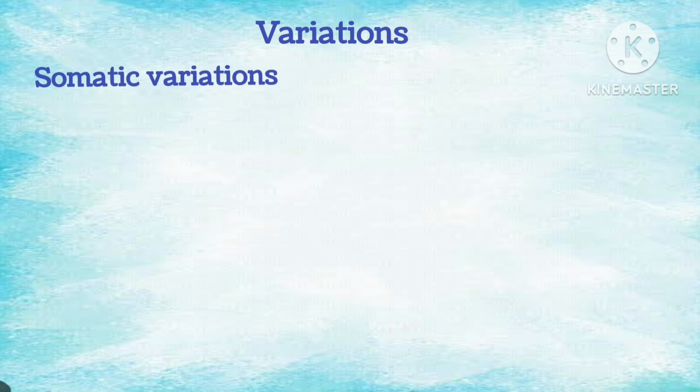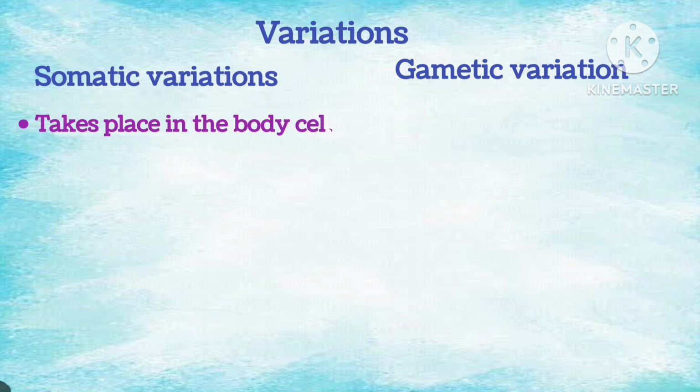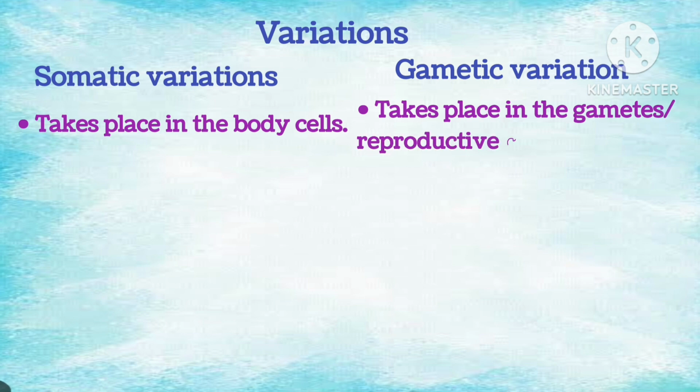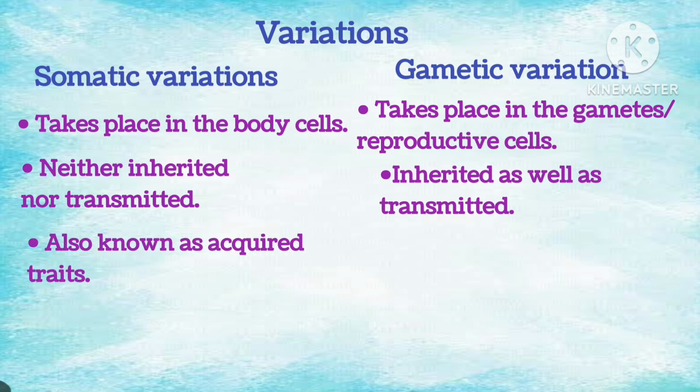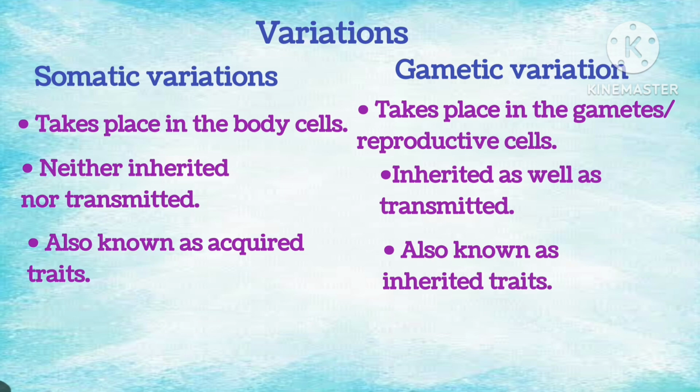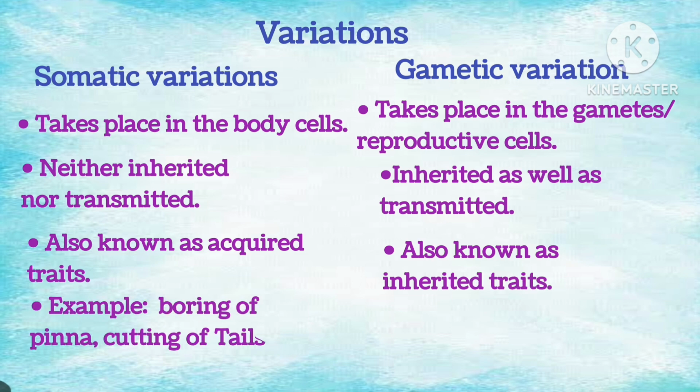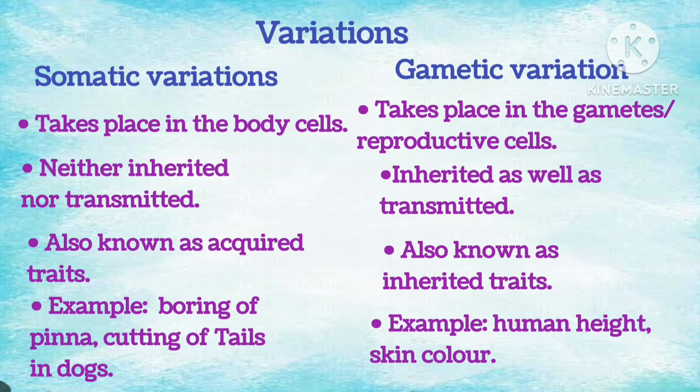Variations. They are of two types, somatic and gametic variations. Somatic variations take place in the body cell and gametic variations take place in the gametes or reproductive cells. Somatic variations are neither inherited nor transmitted. Gametic variations are inherited as well as transmitted. Somatic variations are also known as acquired traits, and gametic are known as inherited traits. A somatic variation example is boring of pinnae, cutting of tails in dogs. And a gametic variation example is human height, skin color, etc.